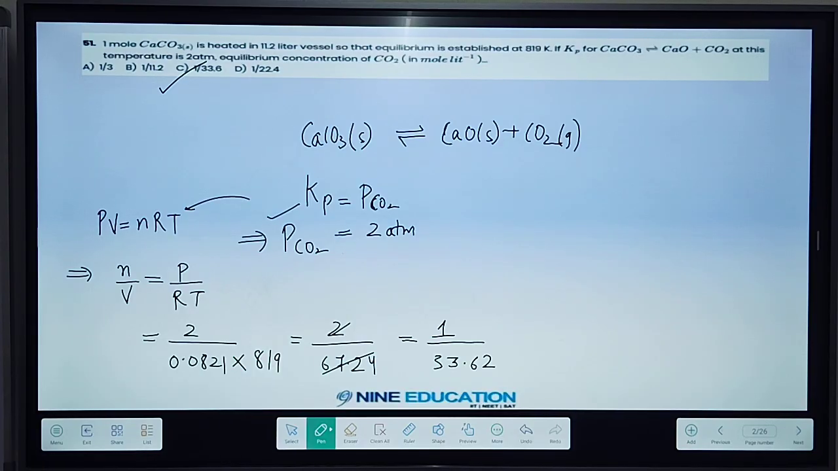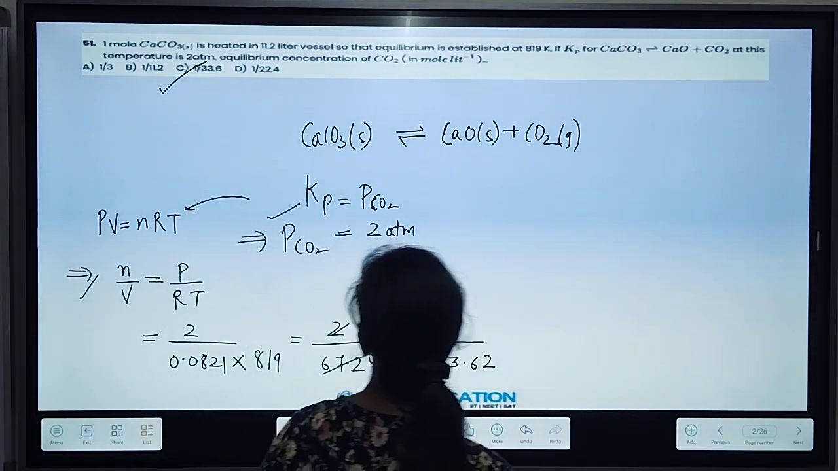Coming to the key points of this question, we are taking the reaction. First of all, we need to understand what the reaction given is. The data is Kp, which is nothing but the pressure of CO2 at equilibrium. So after getting the pressure of CO2, we just need to apply the equation PV equals nRT. We come to concentration, moles by volume, and we get 1 upon 33.6, which will be the answer. 51.